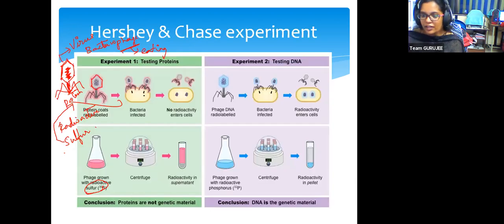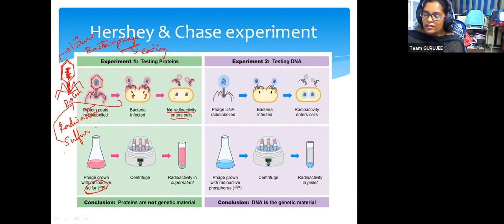Here only the protein coat is labeled with radioactive sulfur, and it is made to infect some bacteria. The whole protein coat will not enter, only the DNA genetic material will enter. So after this infection, there are no radioactive cells.